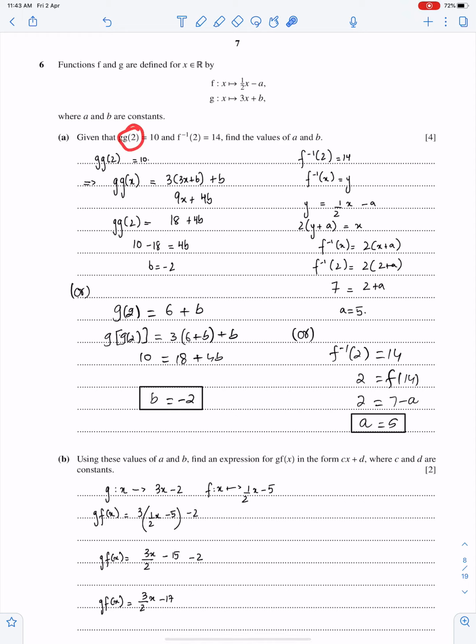Well, you just need to put g of 2. First find g of 2. g of 2 is this. Now put this answer into g. Replace x of g by this answer. So substitute the answer of g of 2 here.